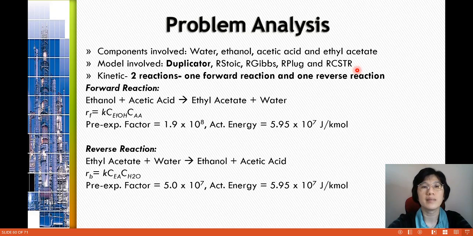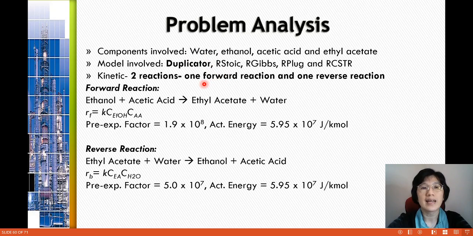Then, in terms of the models involved, other than the reactor models, RStoic, RGibbs, RPlug, and also RCSTR, you need the duplicator here to duplicate the stream. That means to photocopy the stream to 4 branches, because you would like to simulate the same reaction in 4 different types of reactor. The duplicator is under the manipulator block. Later on I will show you.